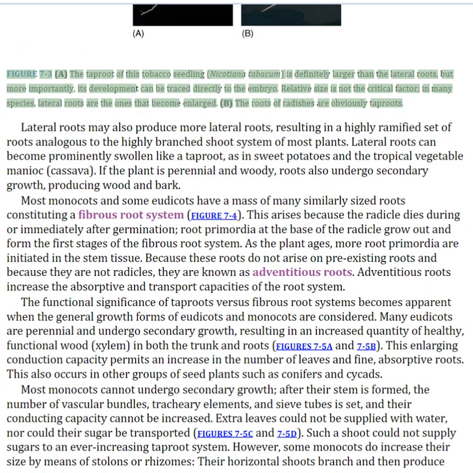Figure 7.3 The taproot of this tobacco seedling is definitely larger than the lateral roots, but more importantly, its development can be traced directly to the embryo. Relative size is not the critical factor. In many species, lateral roots are the ones that become enlarged. The roots of radishes are obviously taproots.